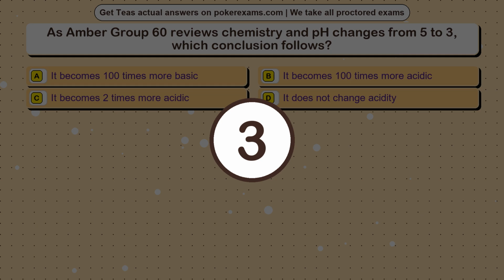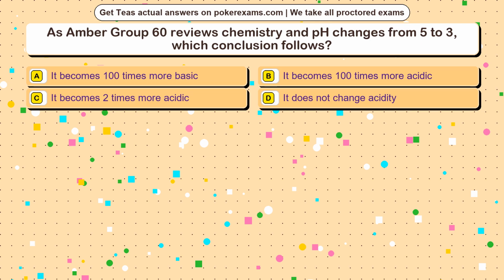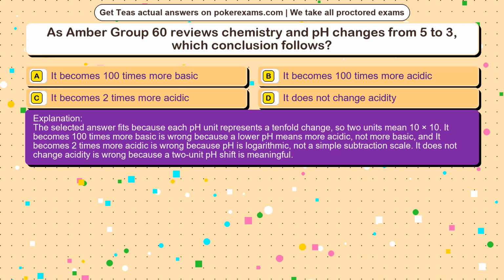The correct answer is option. The selected answer fits because each pH unit represents a tenfold change, so 2 units mean 10 times 10. It becomes 100 times more basic is wrong because a lower pH means more acidic, not more basic, and it becomes 2 times more acidic is wrong because pH is logarithmic, not a simple subtraction scale. It does not change acidity is wrong because a 2-unit pH shift is meaningful.